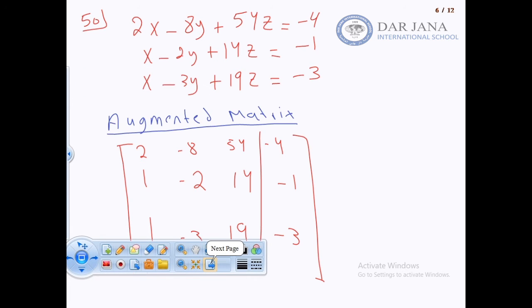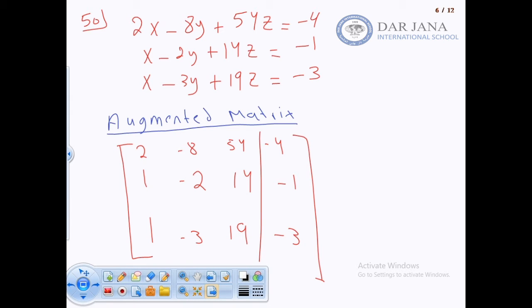And let's go to the final question. Number 50. Now we have a system of 3 equations, 3 unknowns. 2x minus 8y plus 54z equals -4. x minus 2y plus 14z equals -1. x minus 3y plus 19z equals -3. Now if you look at the system, it's written in standard form. So directly we write its augmented matrix.